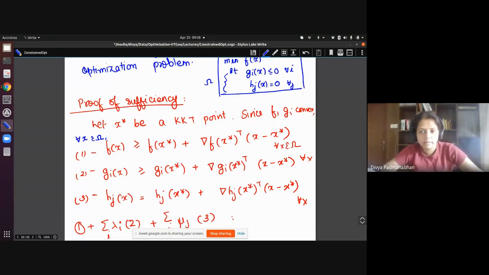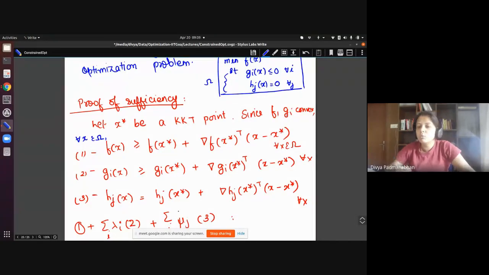So for any x in omega, since omega is a convex set and the function is convex, we have that f(x) is greater than or equal to f(x star) plus the gradient of f at x star transpose (x minus x star). If you recall, it's the first order convexity condition, and the same thing holds true for the g's, just due to the convexity of f and g. Now for the case of the h's, those are linear or affine functions, so it gets satisfied with equality. It's not an inequality anymore. So h_j(x) is equal to h_j(x star) plus this function of the gradient at x star.